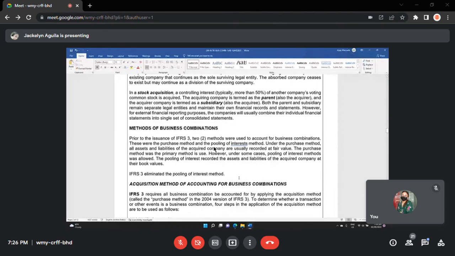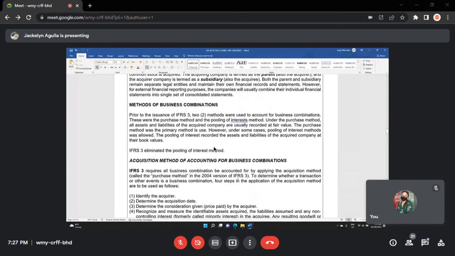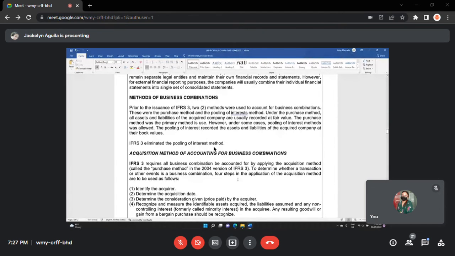Sa methods of business combination naman po, bago po ma-issue ang IFRS 3, may dalawang methods na ginagamit na accounts para sa business combination. Ito ay ang purchase method and pooling of interest method. Ang purchase method, ito yung all assets and liabilities of the acquired company are usually recorded at fair value. The purchase method was the primary method used. However, under some cases, pooling of interest method was allowed. The pooling of interest recorded assets and liabilities of the acquired company at their book values. IFRS 3 eliminated the pooling of interest method.